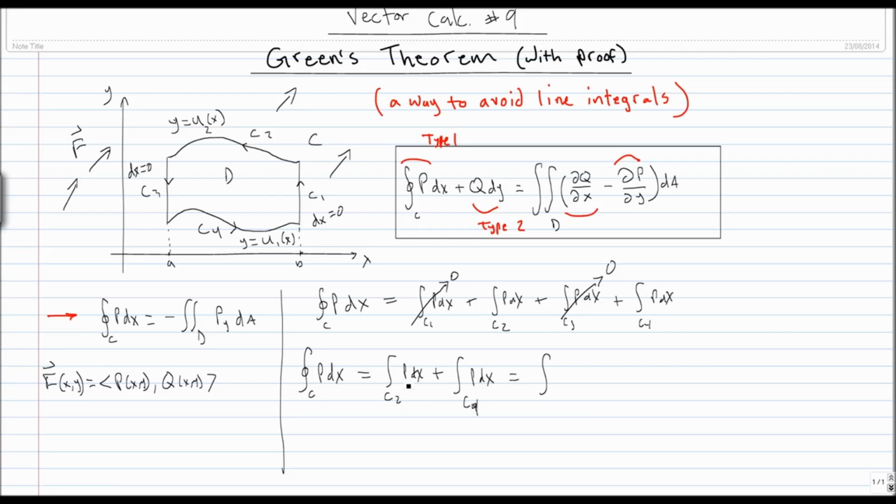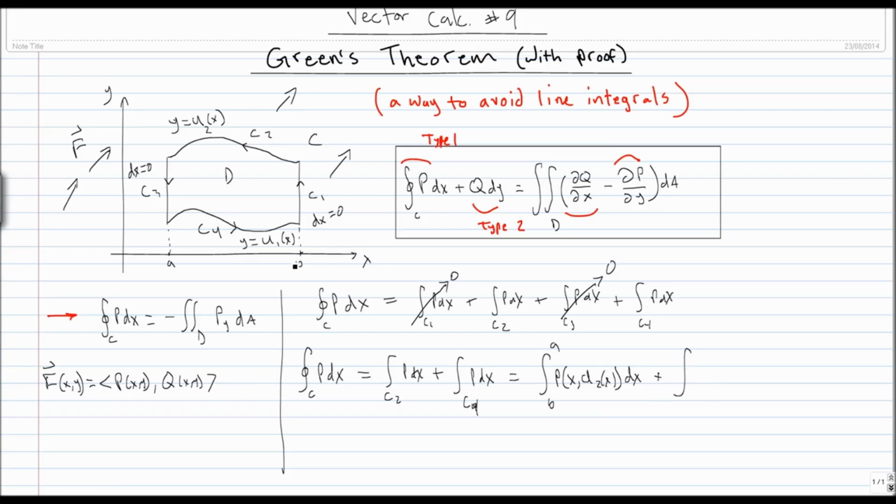That means that we can rewrite these. Let's look at C2 since I wrote that one first. C2 is a line integral from b to a of p dx. p is a function of x and y, and on C2, y is this other function: y is u2 of x, a function of x. So I can substitute that in for y inside the p term here, dx. And like I said, it goes from b to a.